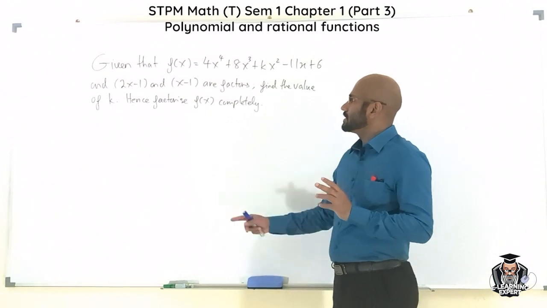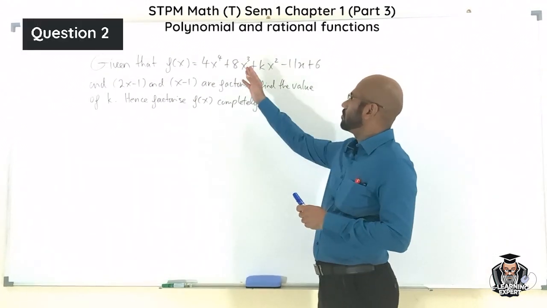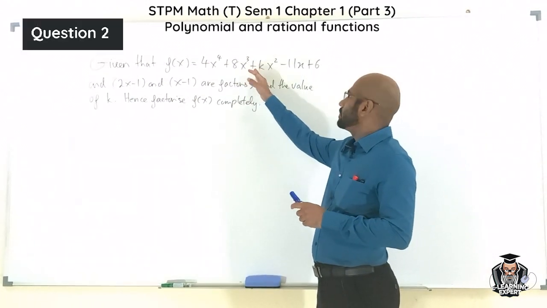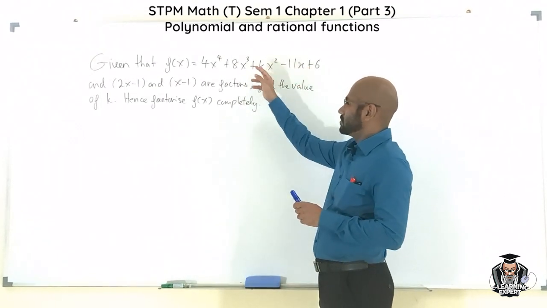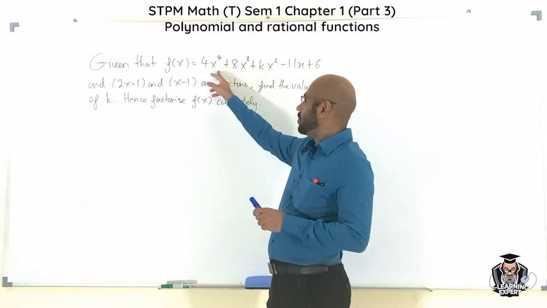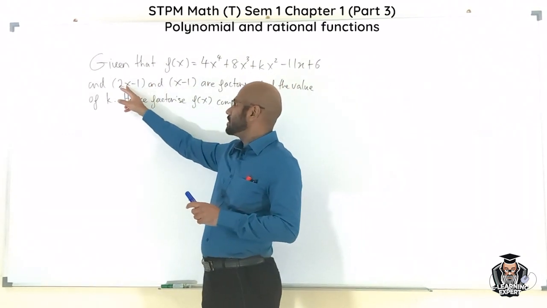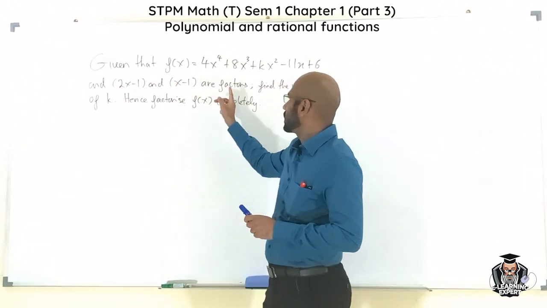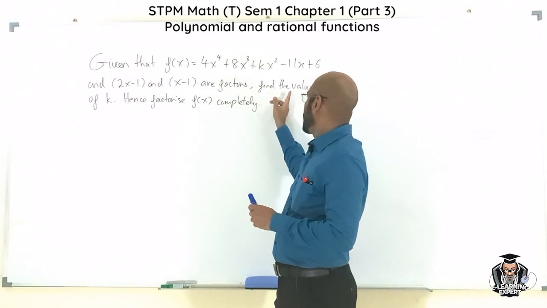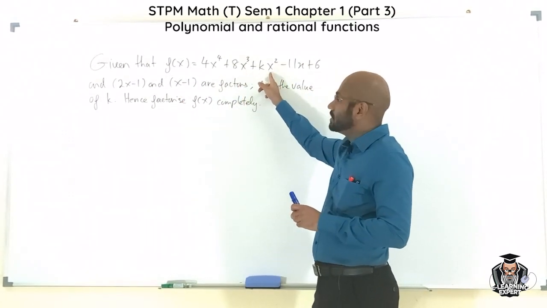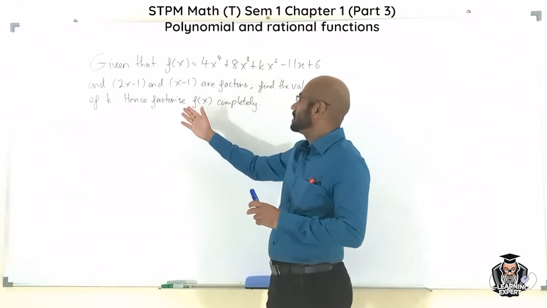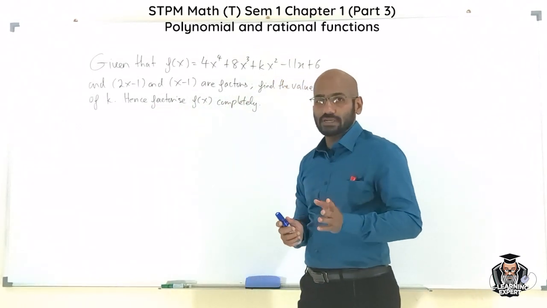Next example, given that f of x equals 4x to the power 4 plus 8x cubed plus kx squared minus 11x plus 6. Notice this is already a quartic, power 4. And they've given us two factors here, 2x minus 1 and x minus 1 are factors. Find the value of k. So we have an unknown here, k in the equation. We've got to find that unknown first and then factorize f of x completely.